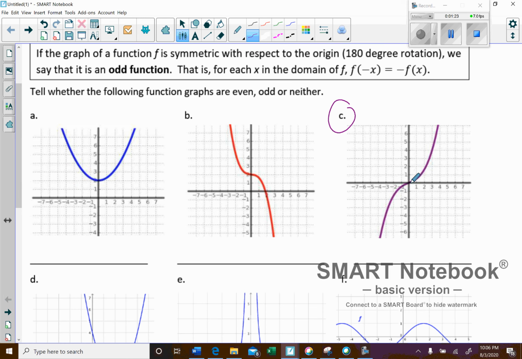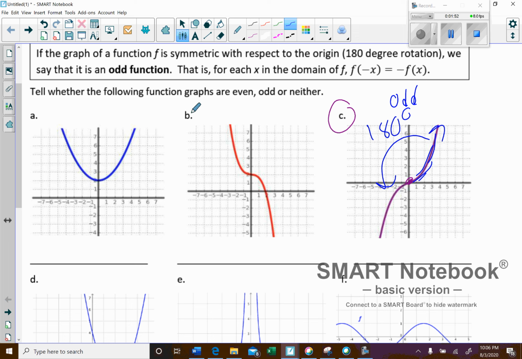What that basically is saying is if it's symmetrical to the origin, that means it's a rotation of 180 degrees. So if you were to rotate this 180 degrees, in either direction, you'd have the same graph on the other side right here, which would be this right here. So this one falls into the odd category, or symmetrical to the origin.